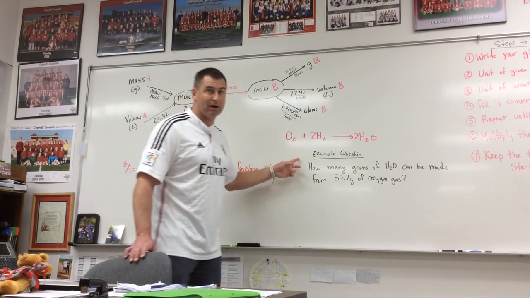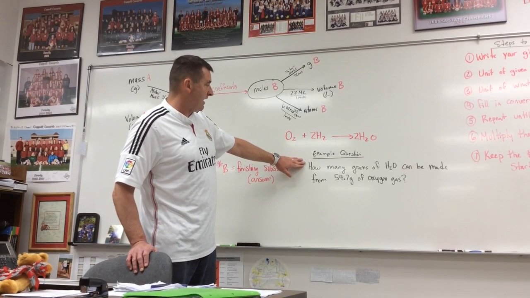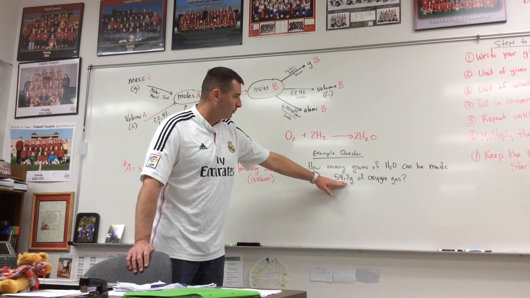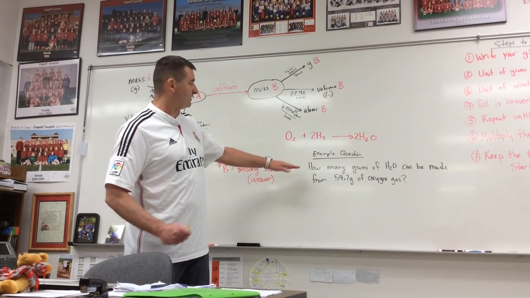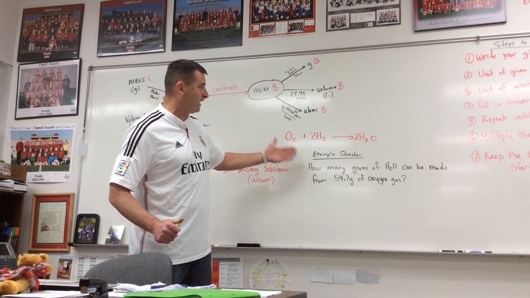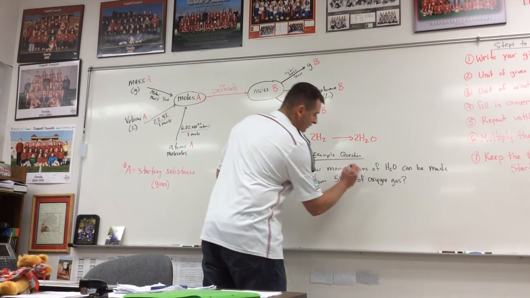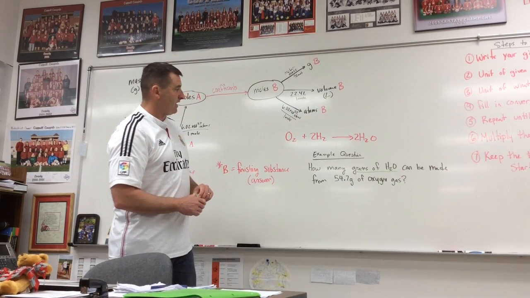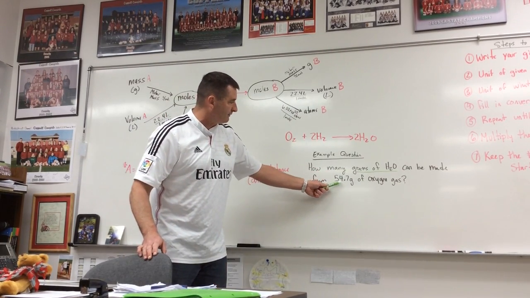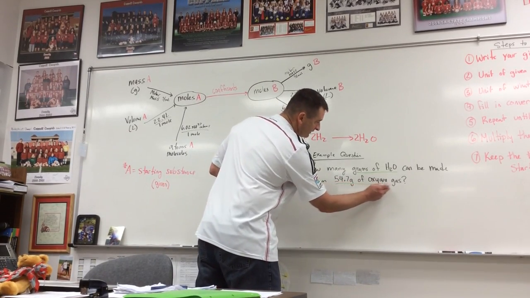So I'm going to do an example problem here. It says, how many grams of water can be made from 54.7 grams of oxygen gas? The first thing I need to know is, what is my question? Where am I going? It says how many grams of water, so we want to underline where we're going. And then it says can be made from 54.7 grams of oxygen, so I want to underline my starting substance.